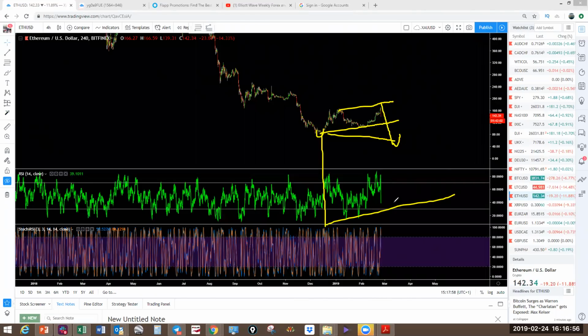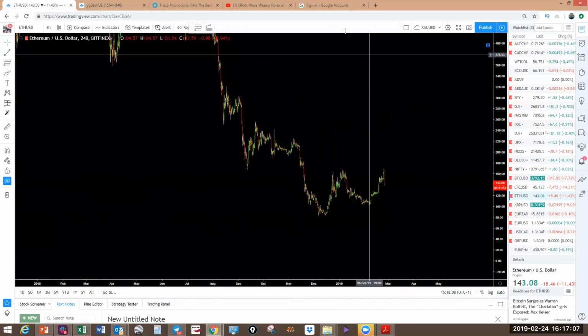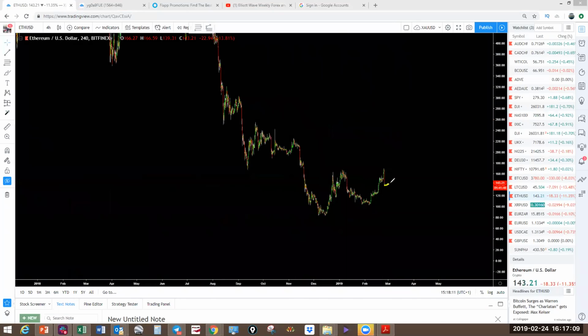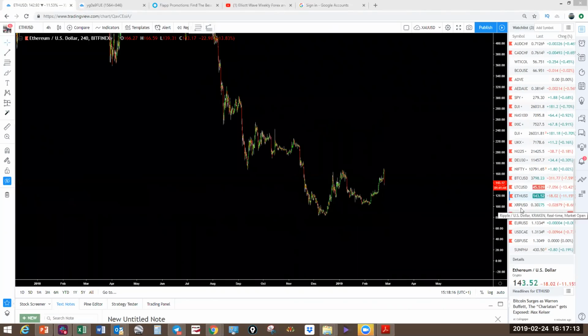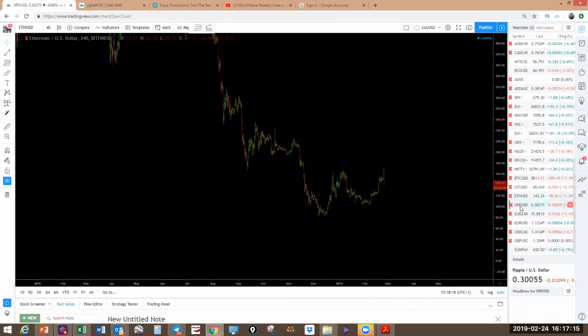So this one should just make a new high if that is the case, and then you get that divergence, diverting like that. Okay, still a bit fast, so let's see how that goes. For now, you're just looking to take advantage of these down moves if they're complete. That's Ethereum, and then Ripple. Let's have a look here.